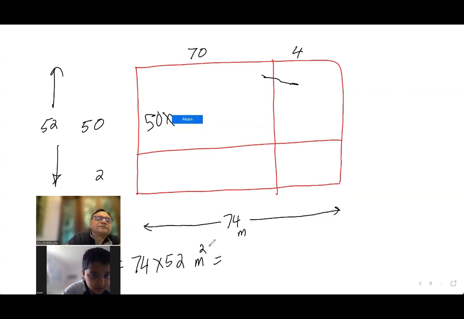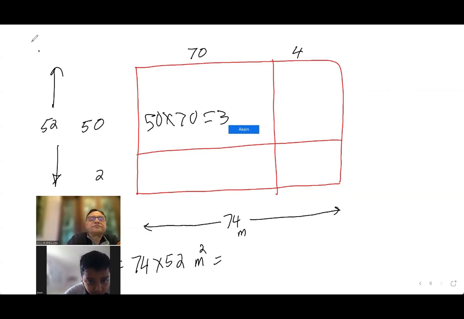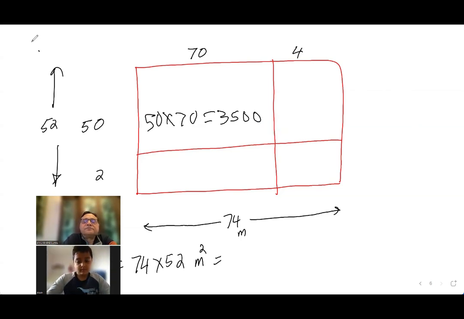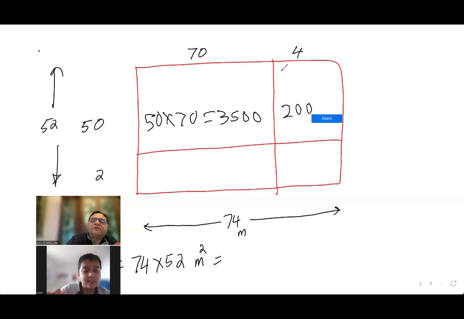50 times 70 equals 3,500. Very good. And next, you have to do 4 times 50. Correct. Don't worry about the zero. Do 4 times 5. That's 20 and add a 0. So that means 50 times 4 is 200. Perfect. Let me write 50 times 4 for you. Okay, that's fine. Good.